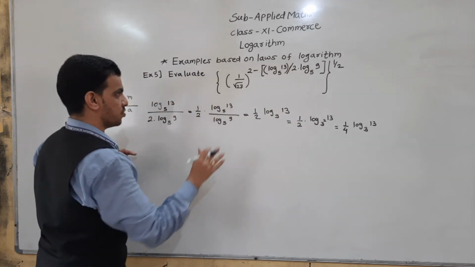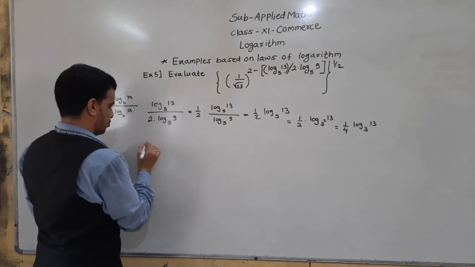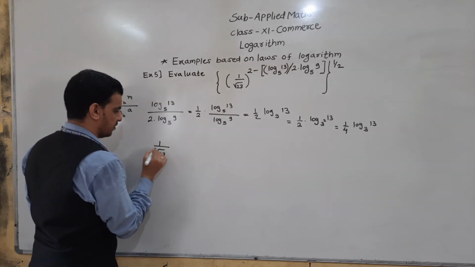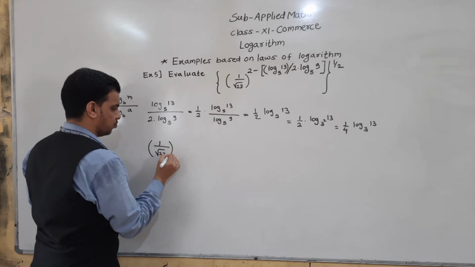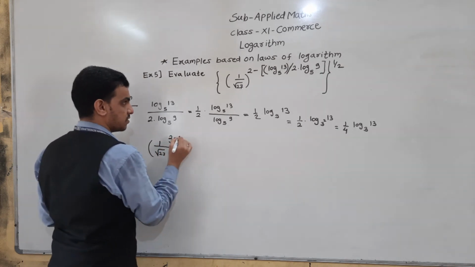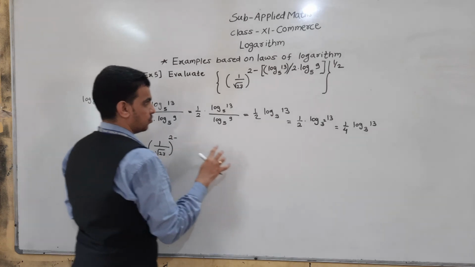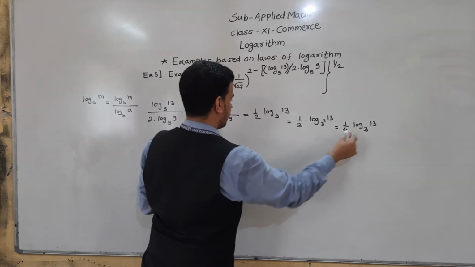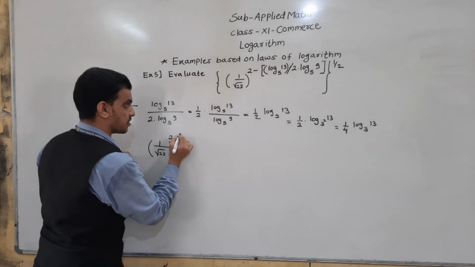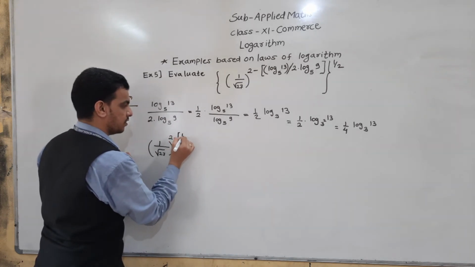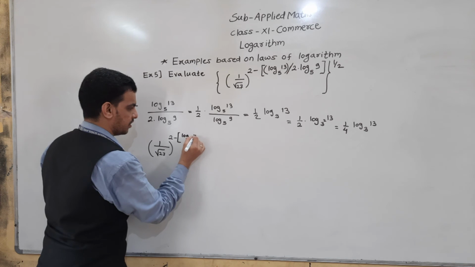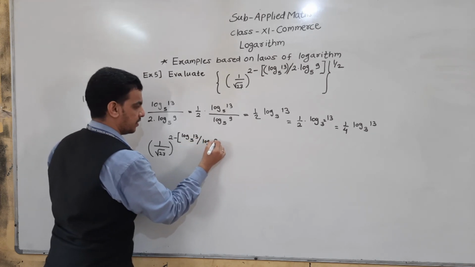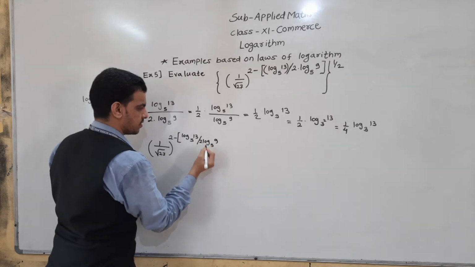Okay, now we have to simplify this. So 1 upon root 27 raised to 2 minus, now the simplification of this is 1 by 4 into, okay, or first time I will write that term, that is log 13 to the base 5 upon 2 log 9 to the base 5.